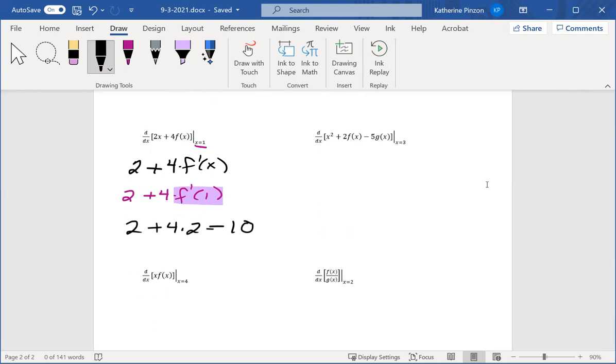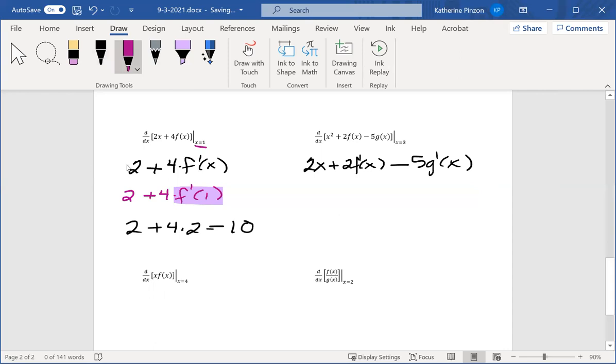What's the derivative of x squared? 2x. What's the derivative of 2f of x? 2f prime of x. What's the derivative of 5g of x? 5g prime of x. Okay, so this guy's going to look like 2x plus 2f prime of x minus 5g prime of x.